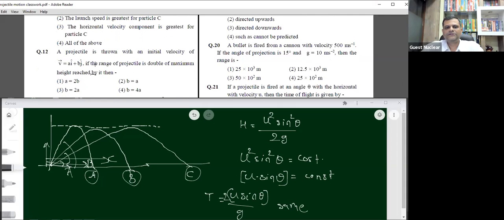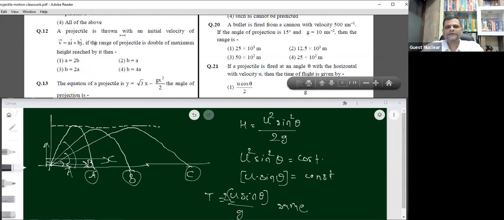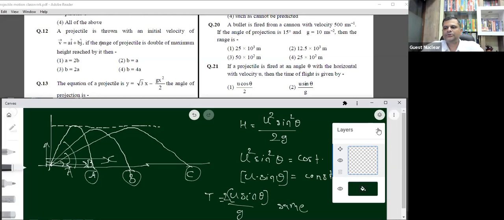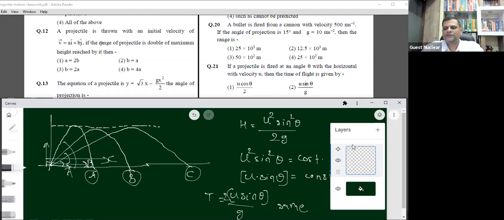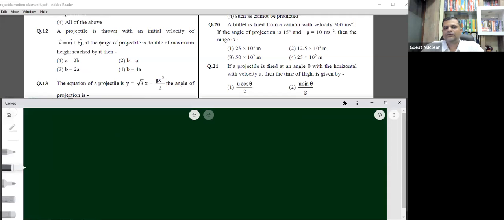Yes, see this 12th one. A projectile is thrown with the initial velocity which is a i bar plus b j bar. The range of the projectile is double the maximum height reached by it. What can we conclude from this initial velocity?